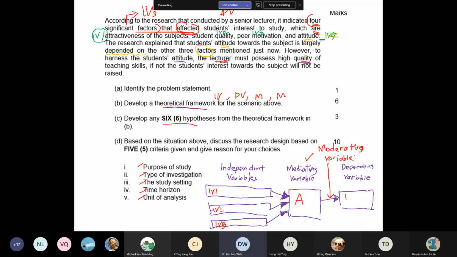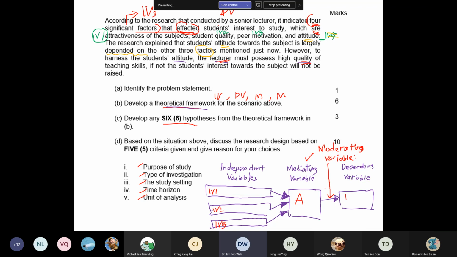Because you see in the question here, to harness the student attitude, the lecturer must possess high quality of teaching skill. If not, student interest to study is affected here, so we know that you should draw a line over here. We call it a moderating variable. So this will be your research framework.